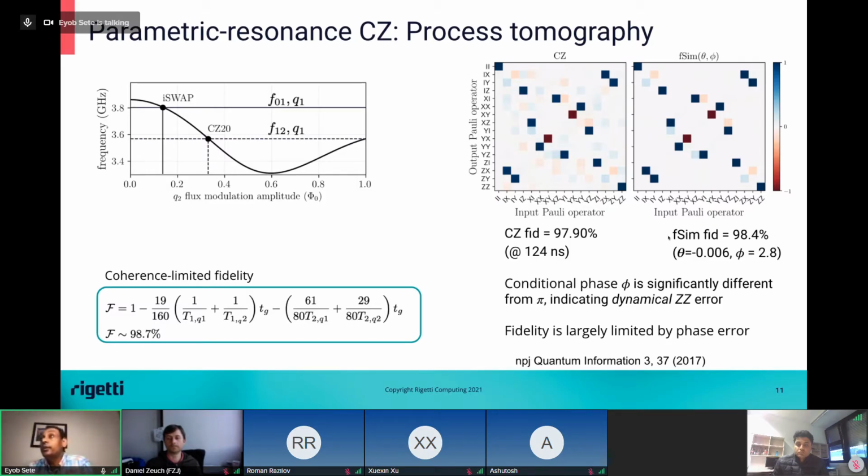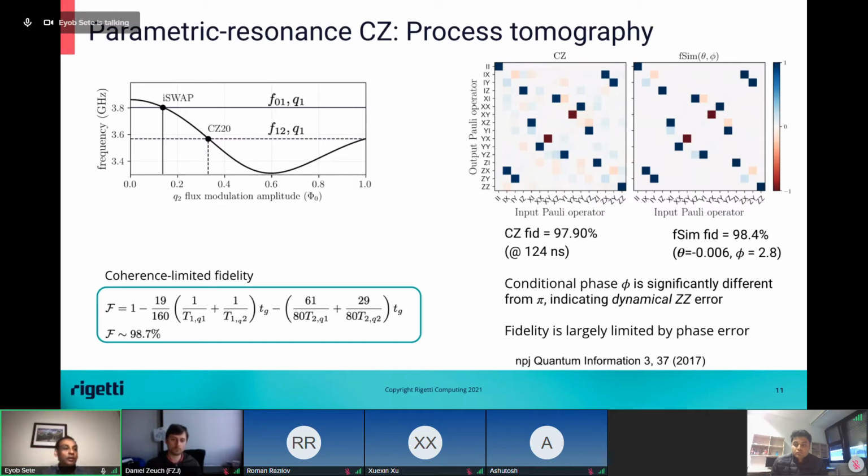So when we compare it with FC, again, it tells you what the phase error would be, right? The conditional phase is supposed to be pi for a CZ, and we are getting about 2.8, which is substantially different from pi. This indicates that when you apply a CZ gate, you see interaction between 1,1 and 0,2. So there could be some strong ZZ coupling during that interaction, inducing these phase errors.